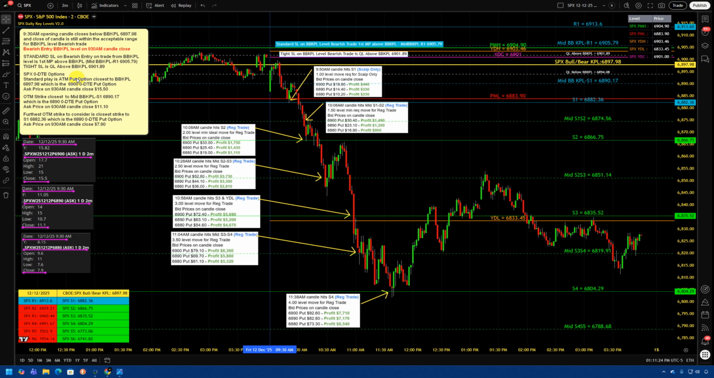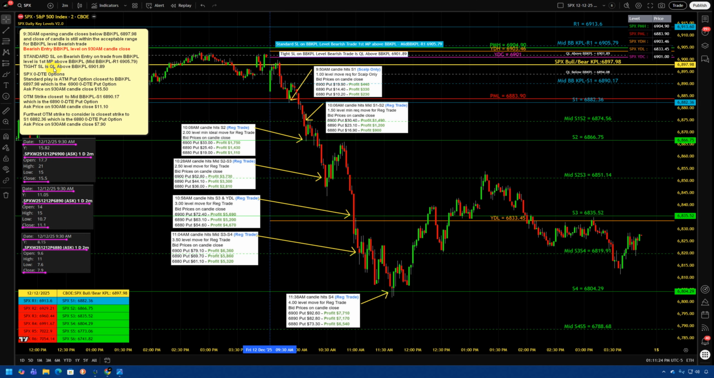So the standard play, or the core play with this particular strategy, is the at the money option closest to the level that you're taking the trade from. In this case, we're taking the trade from the bull bear KPL 6898. The closest SPX strike, since SPX is in 5-point strike increments, is going to be the 6900 strike, and since this is a bearish trade, we'll be looking at the 6900 put.